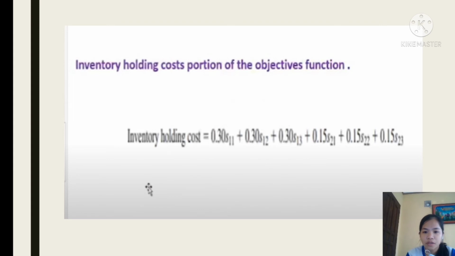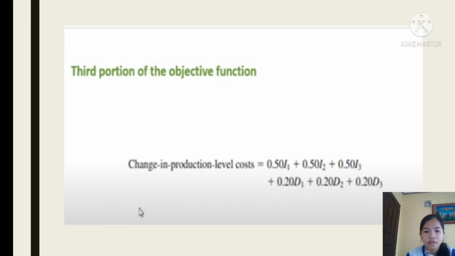Inventory holding cost portion of the objective function. A common assumption made in using the linear programming approach to production scheduling is that the monthly ending inventories are an acceptable approximation to the average inventory levels throughout the month.